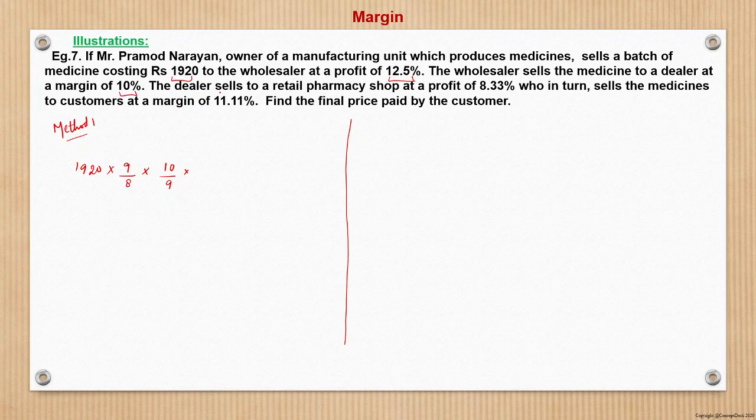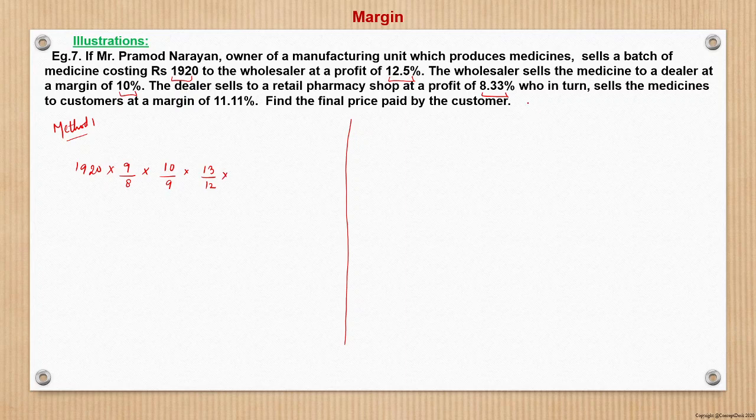Then further, the dealer sells to a retail pharmacy shop at a profit of 8.33%. 8.33 we know in fractional terms is equivalent to 1 by 12. This is a profit, so I just multiply 1 plus p. 1 plus 1 by 12 is 13 by 12.